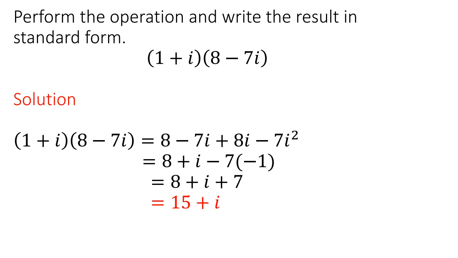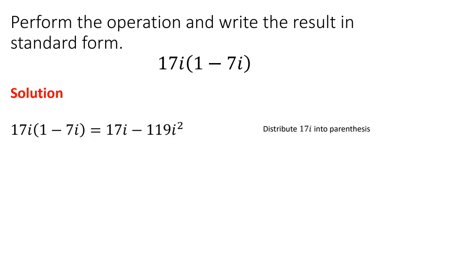Easy stuff. So this is how we multiply complex numbers. It's basically just doing FOIL and writing our answer. Now, let's look at this one. This one's not FOIL, but now we have to multiply just an imaginary number by a number in complex form. So for this, we just need to distribute the 17i to these two terms. So 17i times 1 is 17i. 17i times a minus 7i is a negative 119i squared.